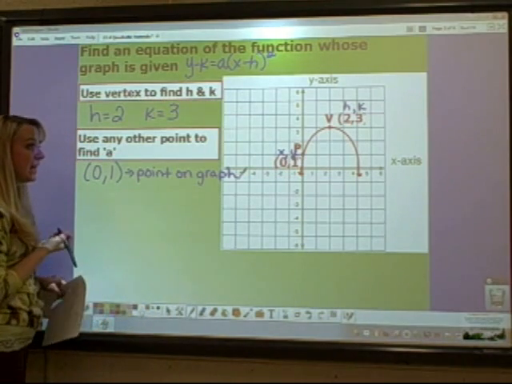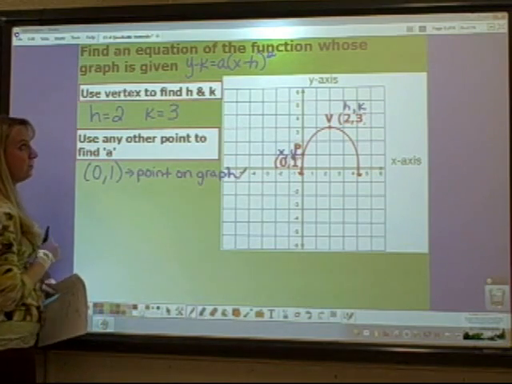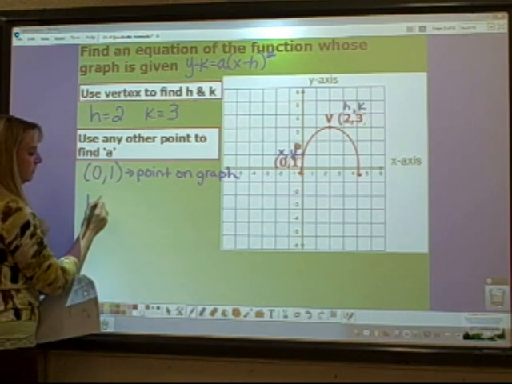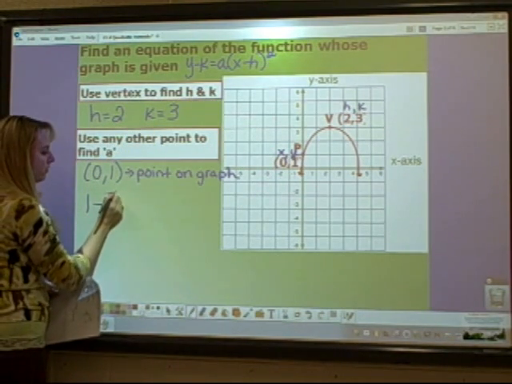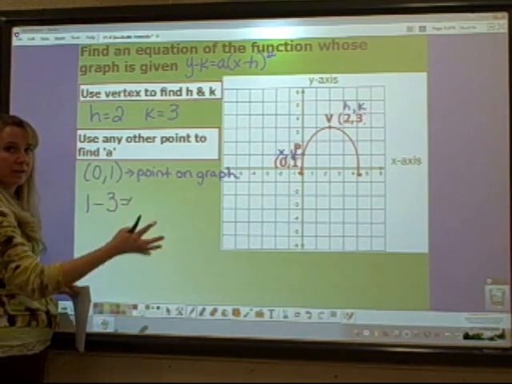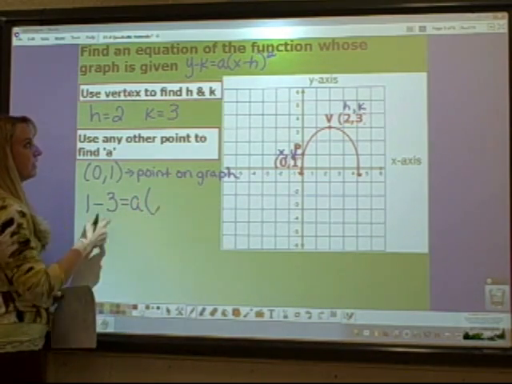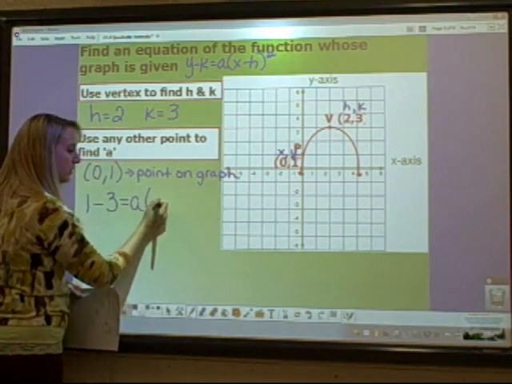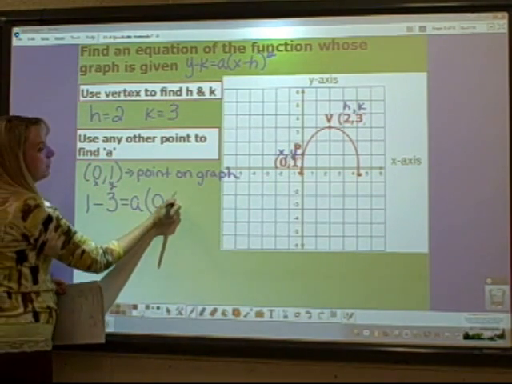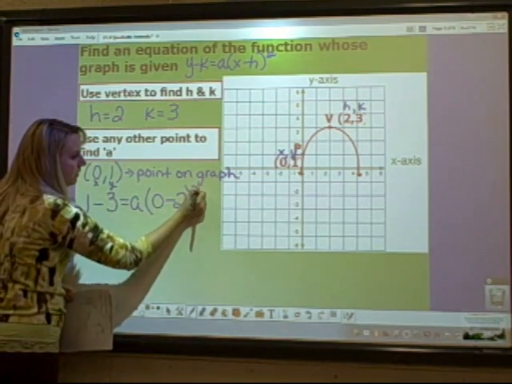And now we just substitute what we do know. If I look at this y value, so in place of the y, we have a 1. Minus k, we have a 3. We don't have a. Nowhere in here gave us the variable a. So we've got a right here. In place of our x, we're going to use our x value of 0. This is our x, this is our y. Minus our h value is 2, quantity squared.